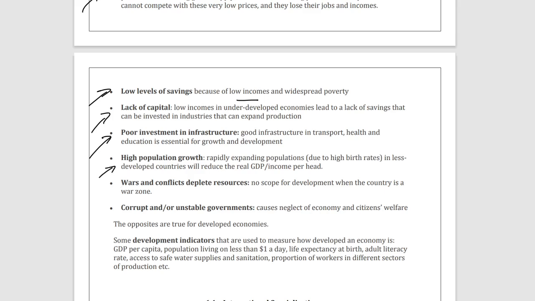Then we have the high population growth. This basically means high birth rates, and this all happens in less developed countries. We have the war conflicts with these low economic development countries. There can be war, can be conflicts, hence maybe the development is actually stuck there, meaning they can't become developed if they have wars and conflicts. And then we have corrupt governments that don't care about the welfare of the economy, but instead they just care about their own income. And that means they're unstable governments. So that usually happens with countries that are poor.